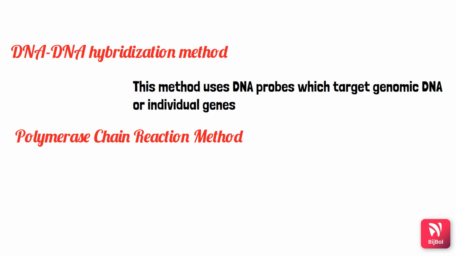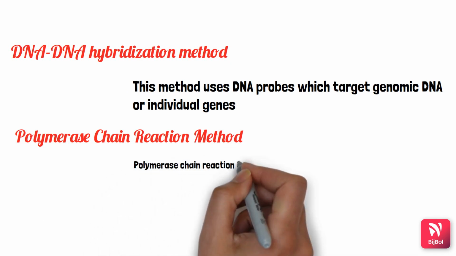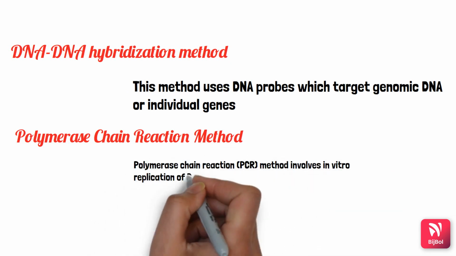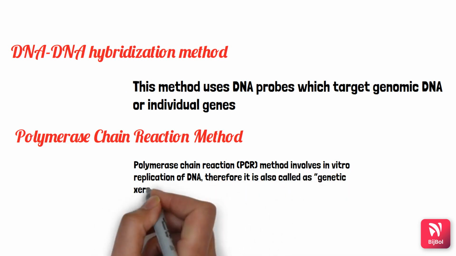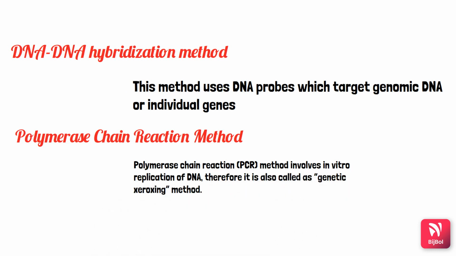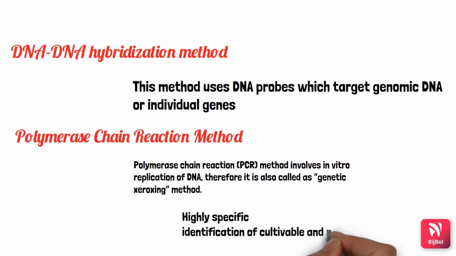Now we'll see the polymerase chain reaction method. This method involves the in vitro multiplication or replication of the DNA. Therefore, it is also called the genetic xeroxing method. In this, multiple copies of a specific region of the DNA are made by repeated cycles of heating and cooling. And it also gives highly specific detection of cultivable and non-cultivable bacteria.